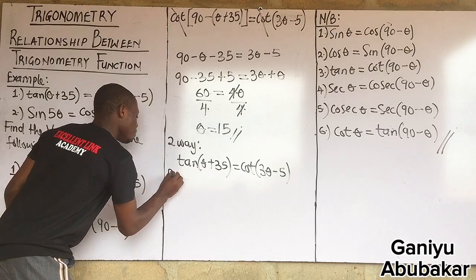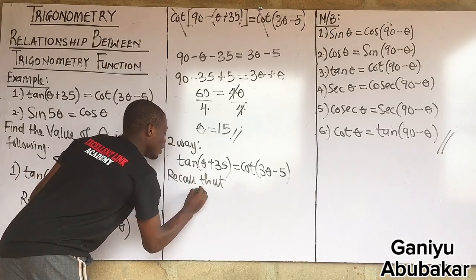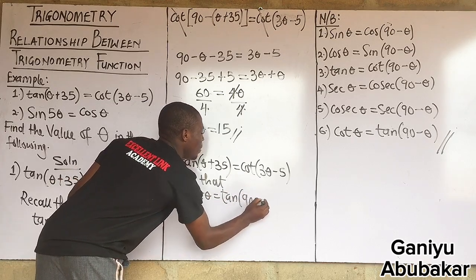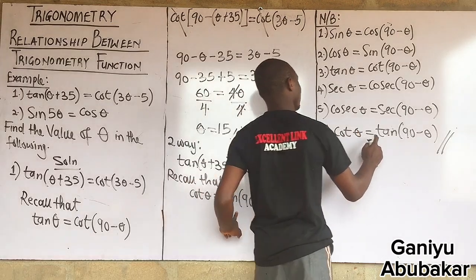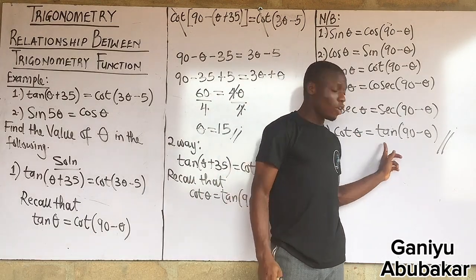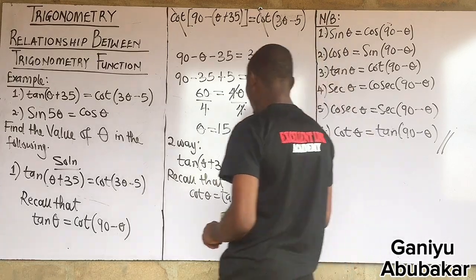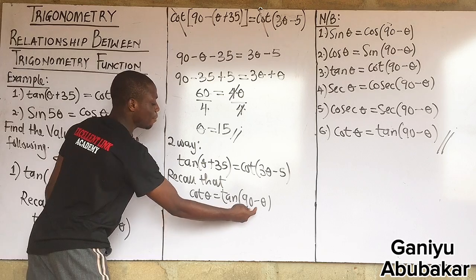Recall that cot theta is equal to tan of the complement angle. True or false? True. Observe these two, they are the same. This means that at this point, anywhere I see cot theta, I replace it with tan of 90 minus theta.